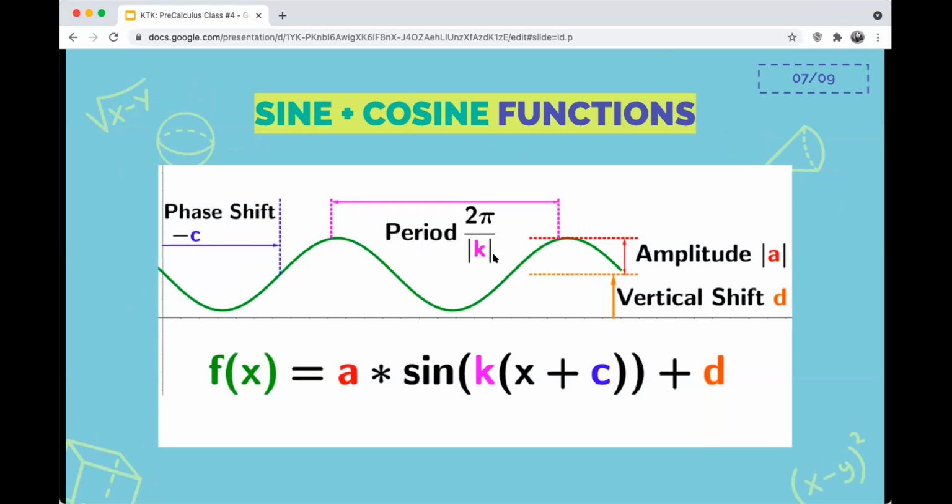over the absolute value of k, and the phase shift will be negative c. If you remember that from our transformations lesson, negative c, the plus makes it a negative value. So if you were to have in the final equation of your graph, say x plus 8, it would move left 8 units. If you were to have x minus 8, it would be moving right 8 units. We remember that from just transformations.